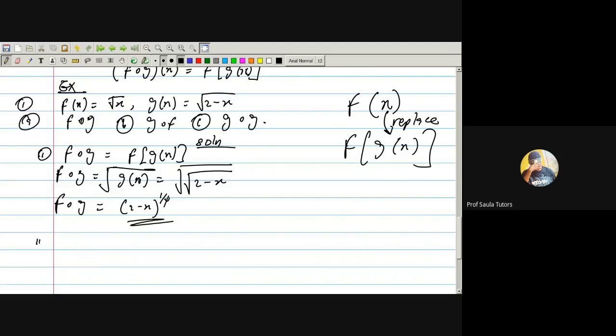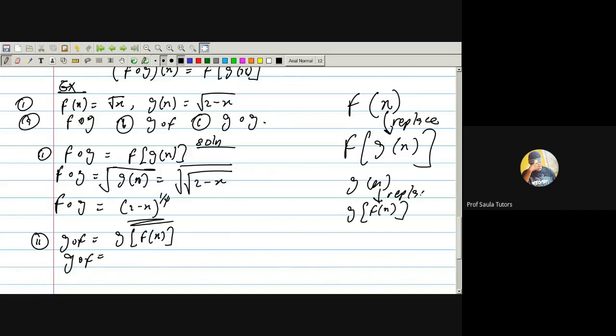Another one, you have g of f. G of f means g of f of x. So therefore, my g of f is what? Now, remember, I have g of x. They have to find g of f of x. So just replace what you have here. Let's replace.